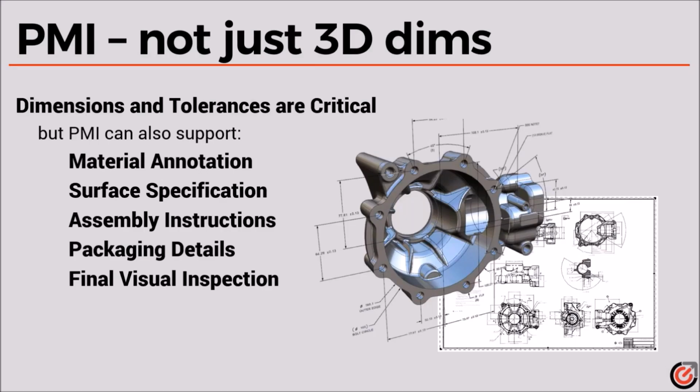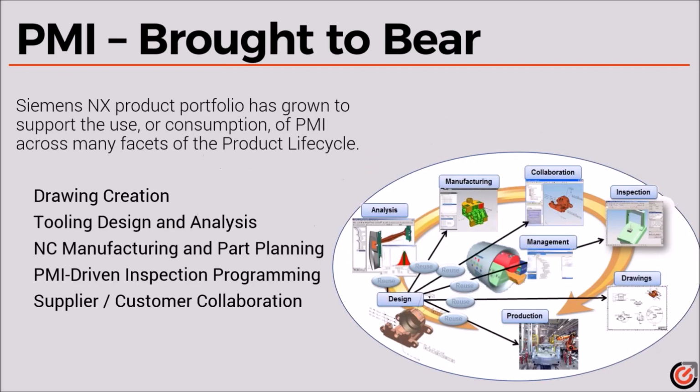And today we're going to be talking about product and manufacturing information, and everybody assumes that these are just three-dimensional dimensions that go into a model instead of onto a flat piece of paper. But there's so much more than that we can offer. Obviously, dimensions and tolerances are critical, but we can annotate materials, specify surfaces, help with assembly or packaging details, even final inspection. So all sorts of information can be added to that model and then filtered out so the right user gets that at the right time in your product lifecycle.